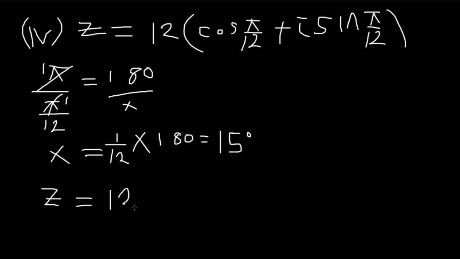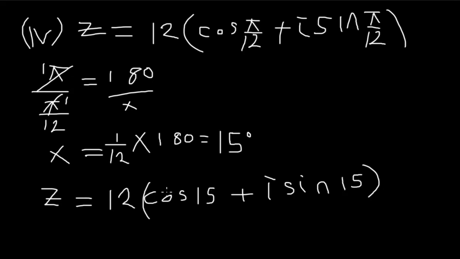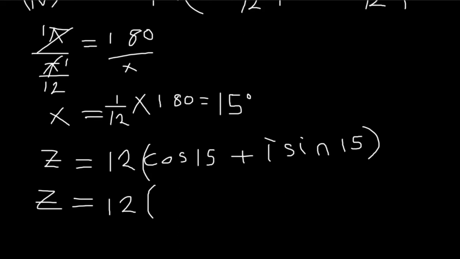Cos 15 degrees, then plus I sine 15 degrees. So Z is equal to, we put 12 there, then open brackets. Remember compound angles.